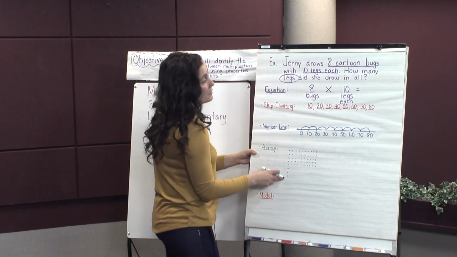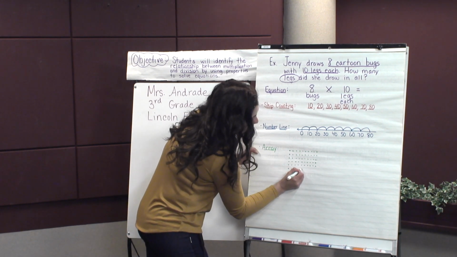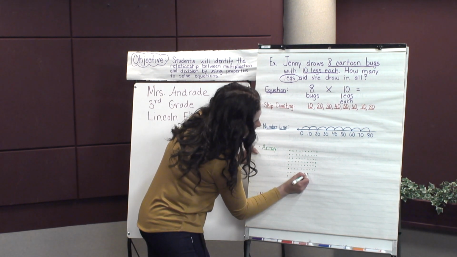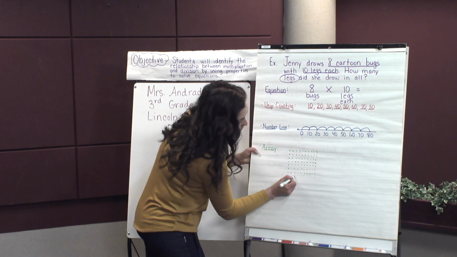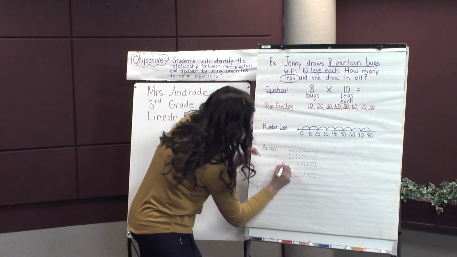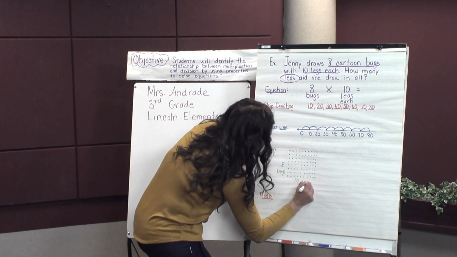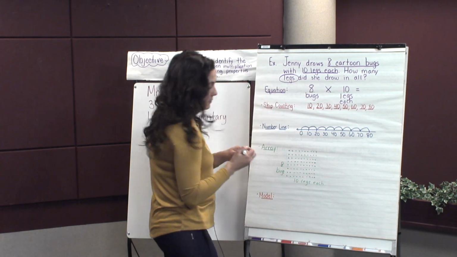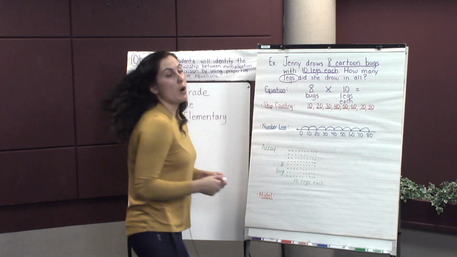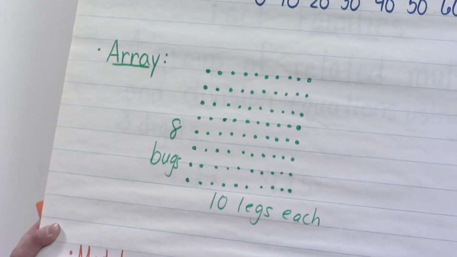These are the rows, those are the bugs, the columns are the legs. So at the end, if you were to count these out, you would also have 80. Just another strategy that you can use for multiplication. So I have 8 bugs with 10 legs each. And then at the bottom, the last one would be to draw a picture. You could definitely do that. You could draw out your 8 bugs.